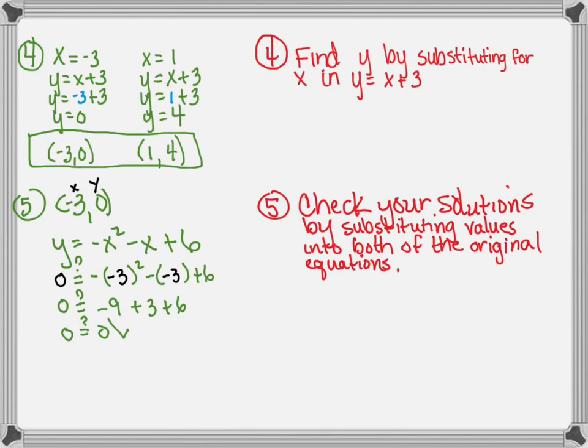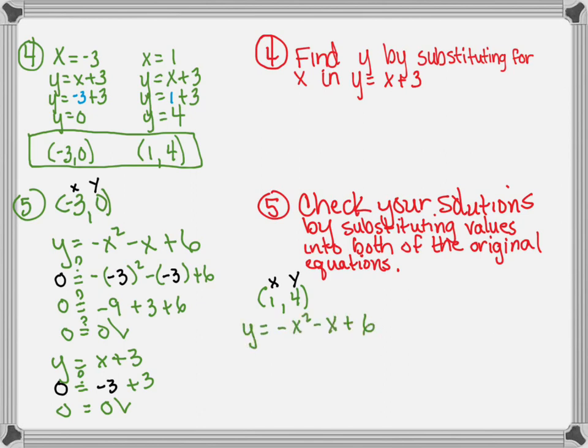Now let's see if it satisfies the second equation, y equals x plus 3. Substituting in, does 0 equal negative 3 plus 3? 0 does equal 0, so yes, it does satisfy the second equation as well. Now we'll check our solution 1, 4. So here x is 1, y is 4. We'll substitute into our first equation, y equals the opposite of x squared minus x plus 6. So does 4 equal the opposite of 1 quantity squared minus 1 plus 6?